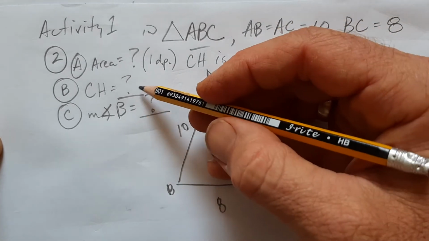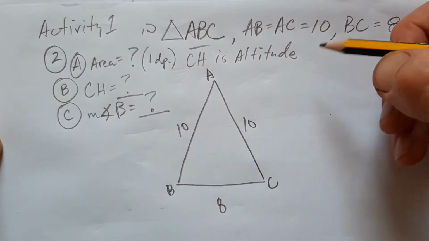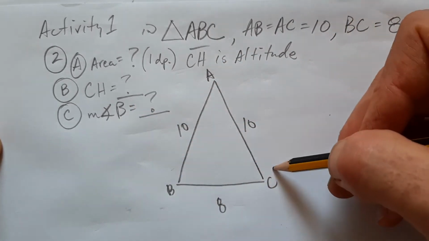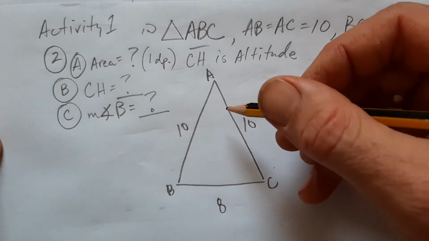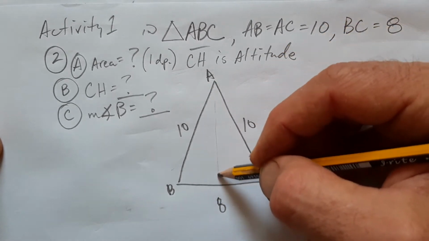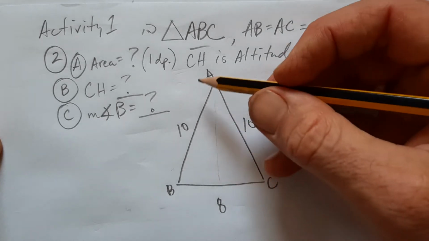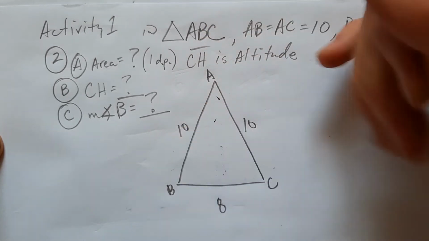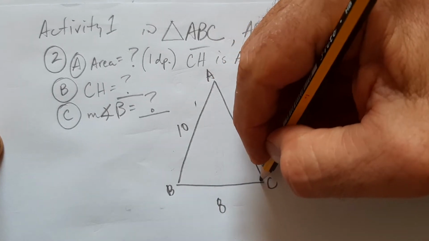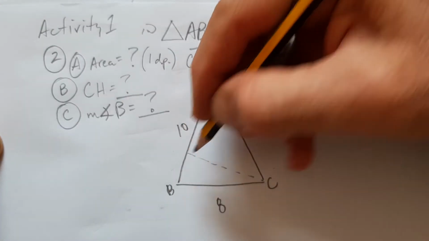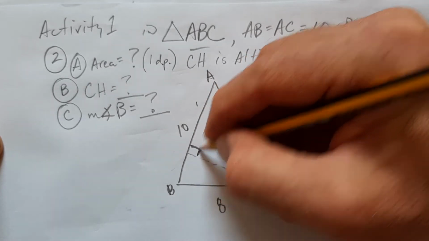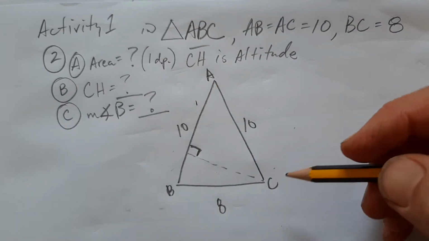CH is the altitude, so find the length of CH. So you've got to be careful, because AB is 10, AC is 10, and BC is 8. Oh, I did it wrong. I did an altitude like that, and that would be altitude is AH. Okay, well, let's do this here. Okay, that's an altitude, right?